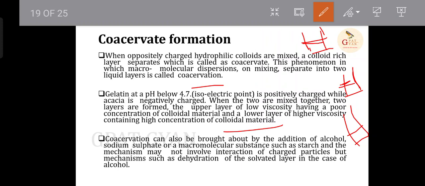Okay, and coacervation can also be brought about by the addition of alcohol, sodium sulfate, or macromolecular substances such as starch. The mechanism may not involve interaction of charged particles, but mechanisms such as dehydration of the solvated layer, in the case of alcohol. So if I add alcohol to any colloidal dispersion, in that case also we can find an extra layer forming, and coacervation occurs. So what is the mechanism? The mechanism is dehydration, not charged particle interaction. Due to the dehydration, one extra layer will form, so we can observe two different immiscible layers from outside. Okay, that is the coacervate formation.